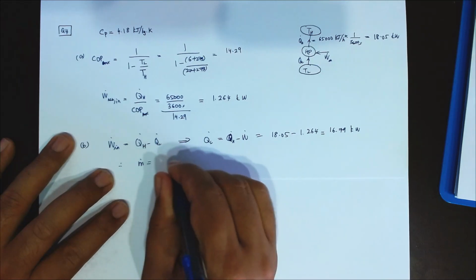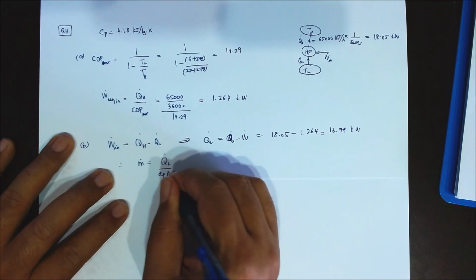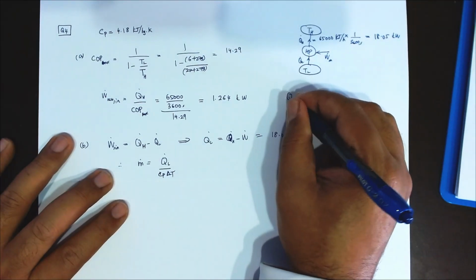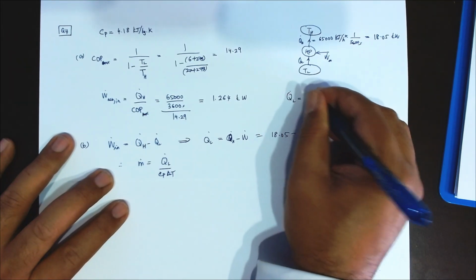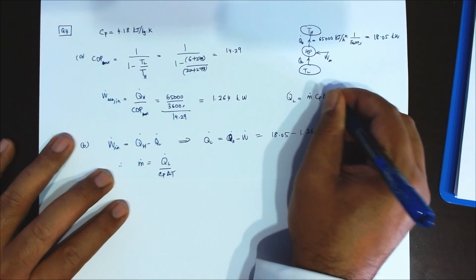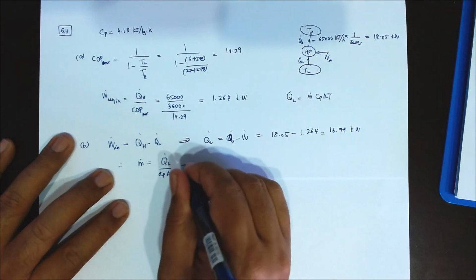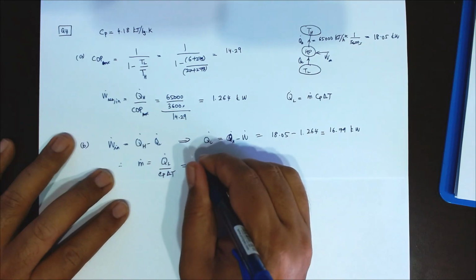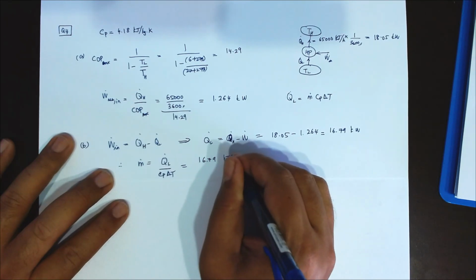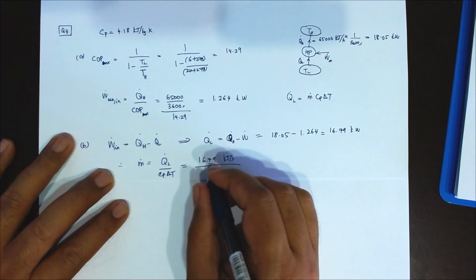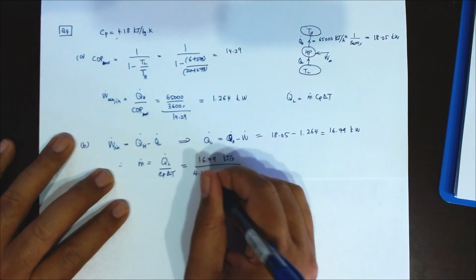Therefore, for the minimum mass flow rate of the water in kilogram per second, m dot equals QL dot over Cp delta T. You might wonder where this comes from. This is the standard equation, QL dot equals m dot Cp delta T. If you remember, we have the same equation in lab 3. So 16.79 kilojoule per second, or kilowatt, over Cp, which is 4.18.